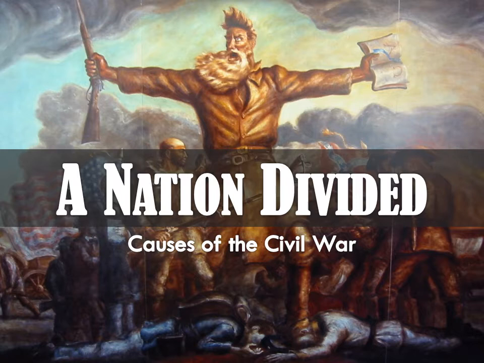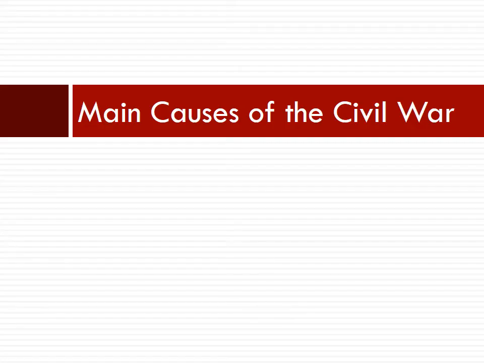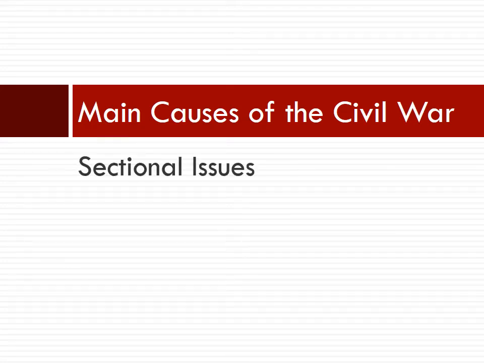But today we're going to be talking about the causes that led to the American Civil War. This is 5.1, A Nation Divided. And so the first of these four main causes that we're going to look at is sectional issues. We're going to be looking at the various regional problems and the things that divided us already as a nation, regardless of any actual fighting that would eventually happen.